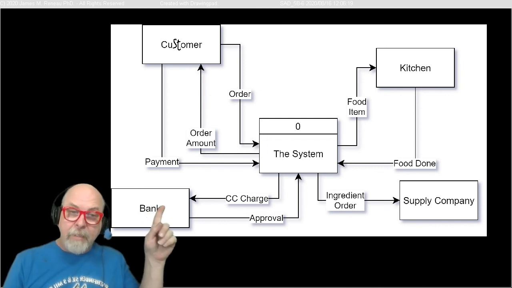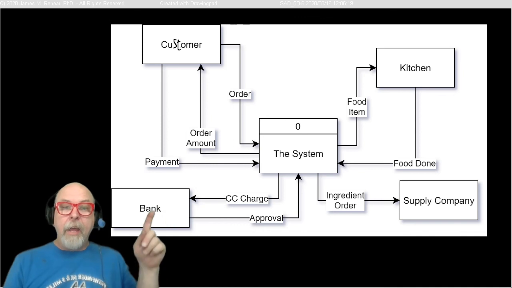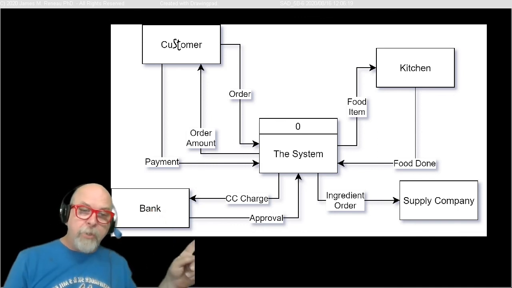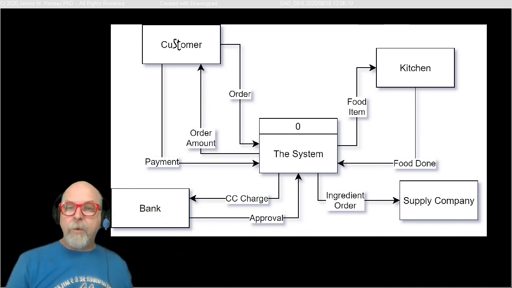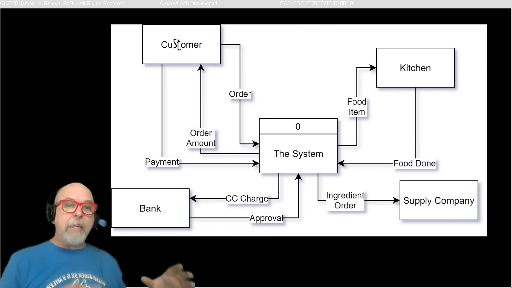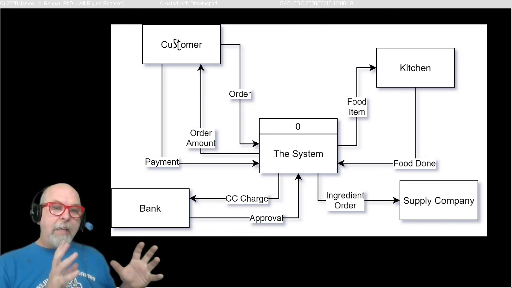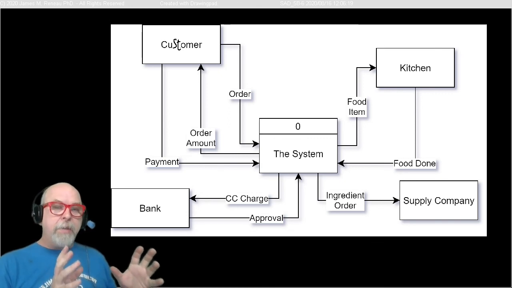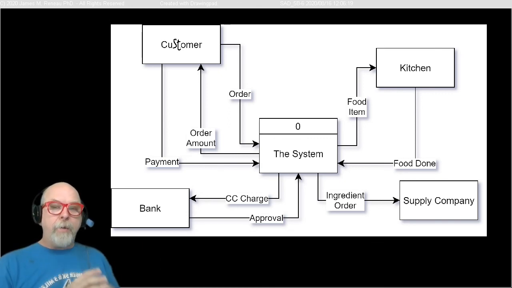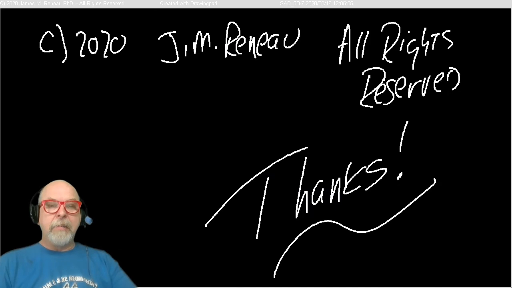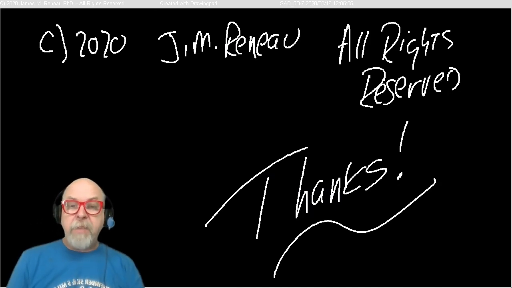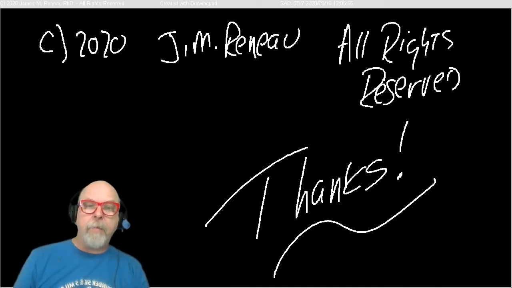Food items get sent to the kitchen, and the kitchen tells us when the food is done, and our replenishment orders get sent out to our supplier. So you can see the context of the system, understanding the data flows and all the data that's flowing around in this system. This concludes video 5B, the context diagram.